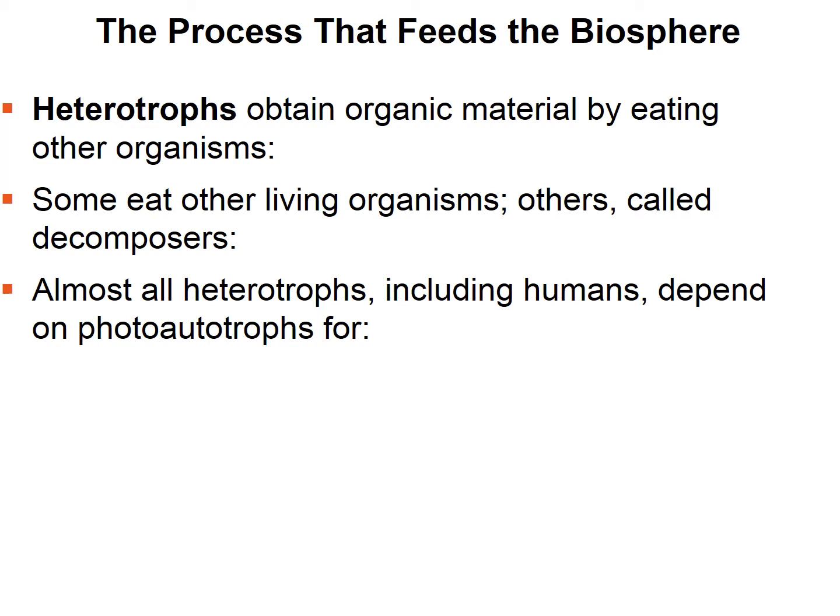Some organisms, those that are called heterotrophs, obtain organic material by eating other organisms. They're also called consumers. They cannot make their own food. Some heterotrophs eat other living organisms. Others that are called decomposers decompose and consume dead organic material or feces. An example of a decomposer is a mushroom, which is a type of fungi. Almost all heterotrophs, including humans, depend on photoautotrophs for food and for oxygen.